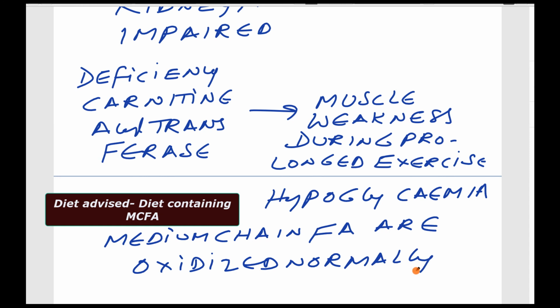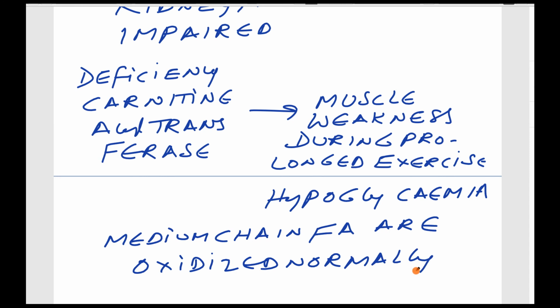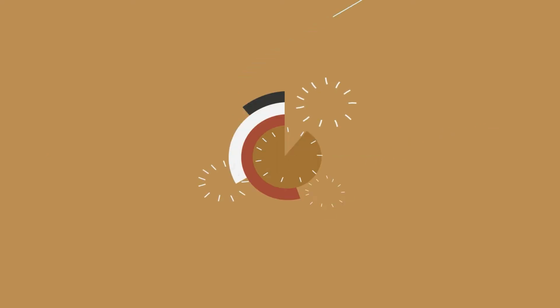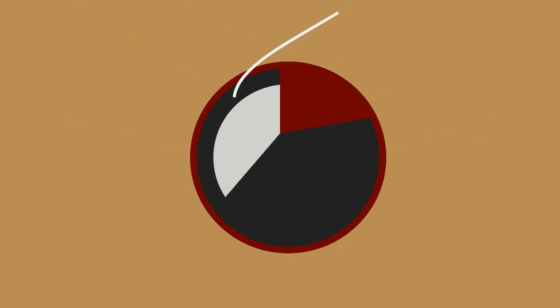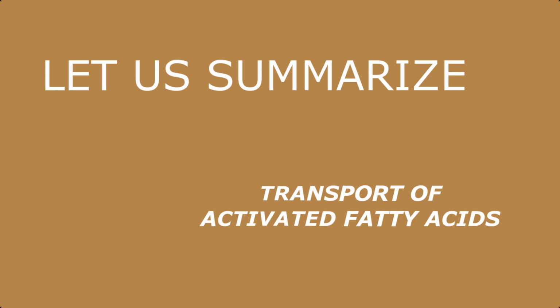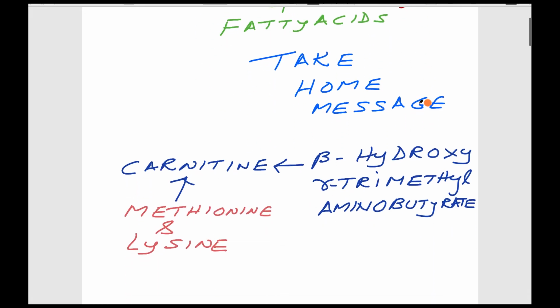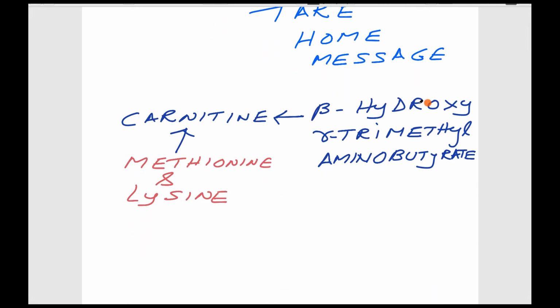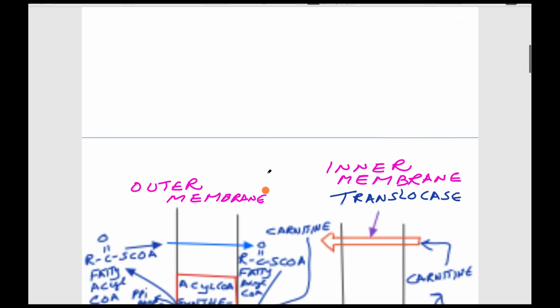So these are various aspects of the carnitine shuttle system to carry the activated fatty acids from the cytoplasm into mitochondria. In the second session of oxidation of fatty acids, we discussed the transport of fatty acids. Let us summarize. There is a transport system, the carnitine shuttle system. What is carnitine? Carnitine is beta hydroxy gamma trimethyl amino butyrate. Carnitine is synthesized using methionine and lysine amino acids.